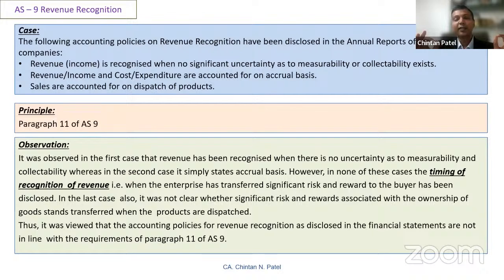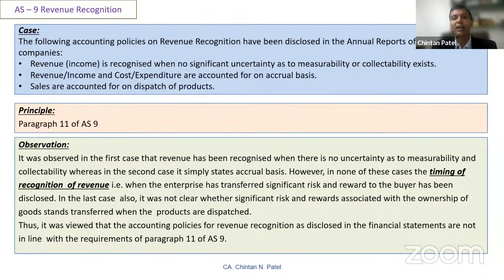First is timing, that is, significant risk and reward is transferred. When there is a significant risk and reward transferred, that is one of the conditions for recognition of revenue. A second thing, it also mentioned that there should not be any uncertainty of collection of revenue. So if there is uncertainty for collection of the amount from the customer and significant risk and reward is not transferred, then revenue cannot be recognized.